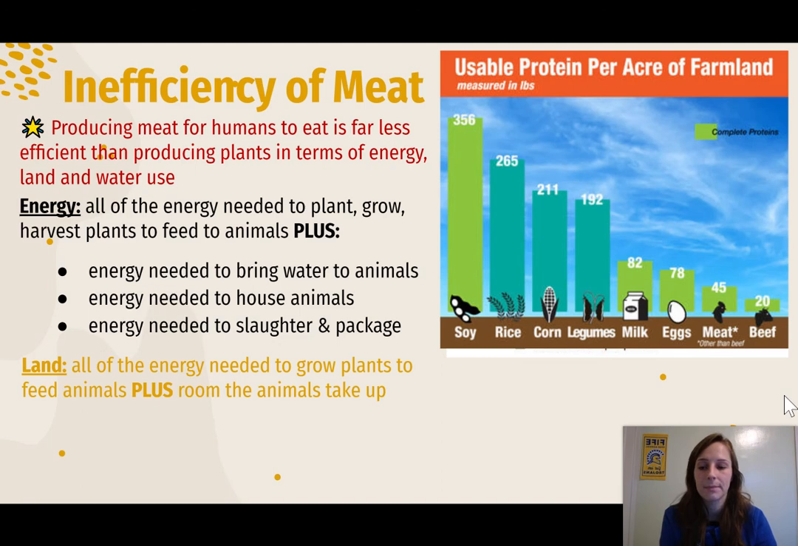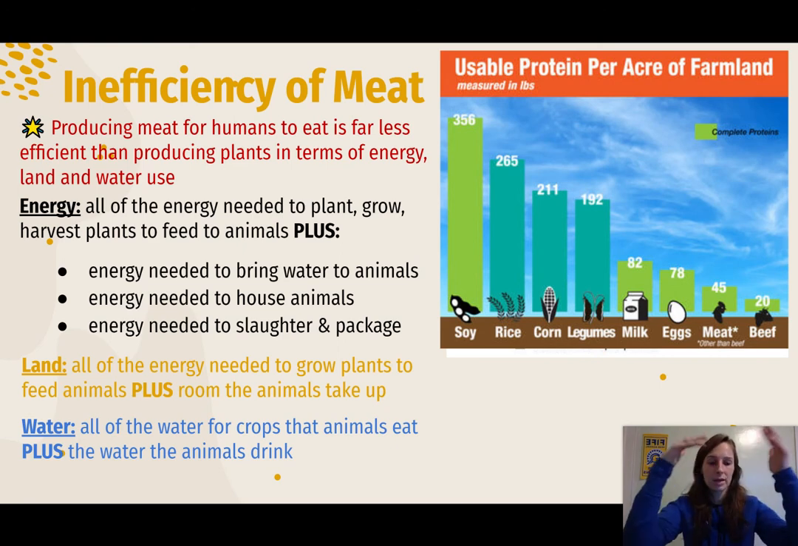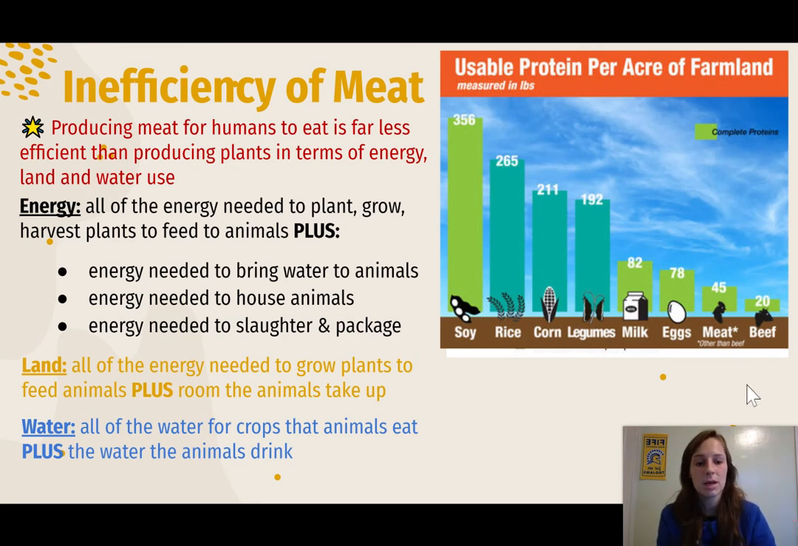And additionally, if we're looking at water usage, we're going to have all of the water for crops that animals eat, plus the water that the animals drink. So this is just kind of like a doubling up for the plants that are needed for the animals and the animals themselves.